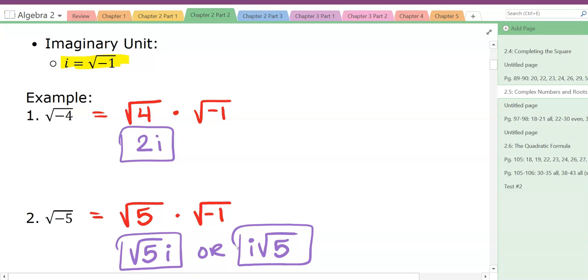A lot of times if it's just a square root, you will probably see it written this way instead. Just because sometimes if it's not in front of the square root, the I can get lost or dropped by somebody by accident. So sometimes we like to put it in front to make sure it doesn't get forgotten.